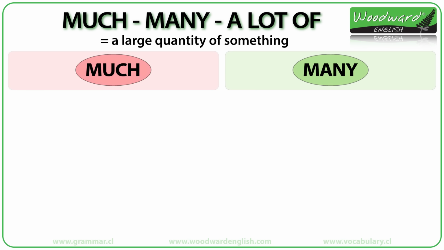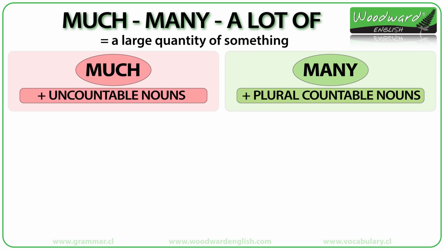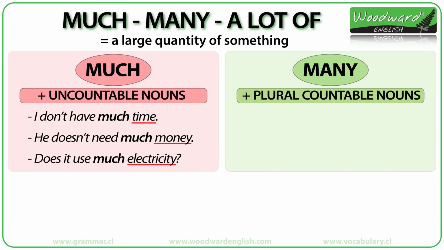Much and many are used to express that there is a large quantity of something or a large amount of something. Much is used with uncountable nouns, and many is used with plural countable nouns. See our video about countable and uncountable nouns if you're not sure what they are. Let's look at some examples.